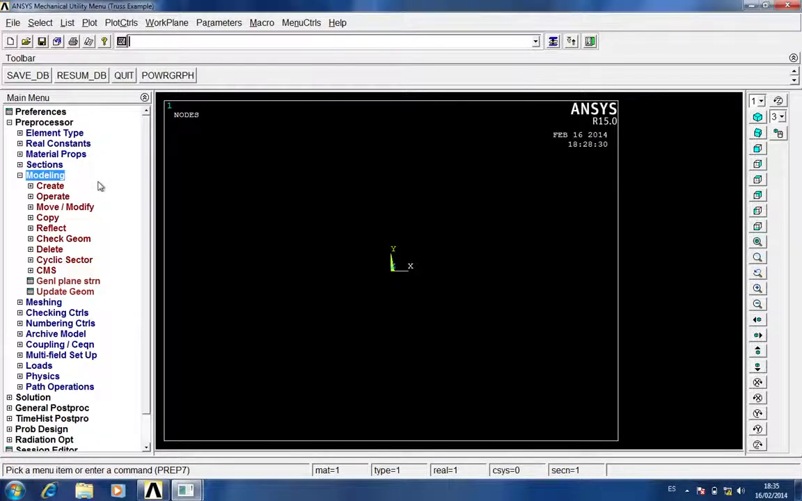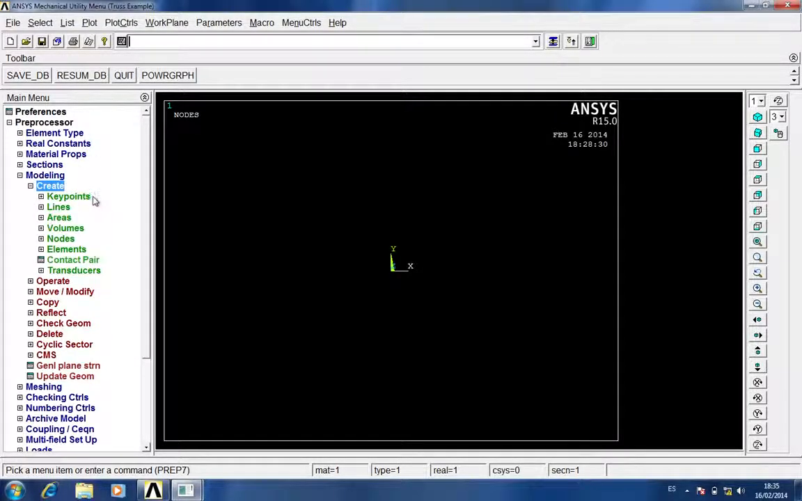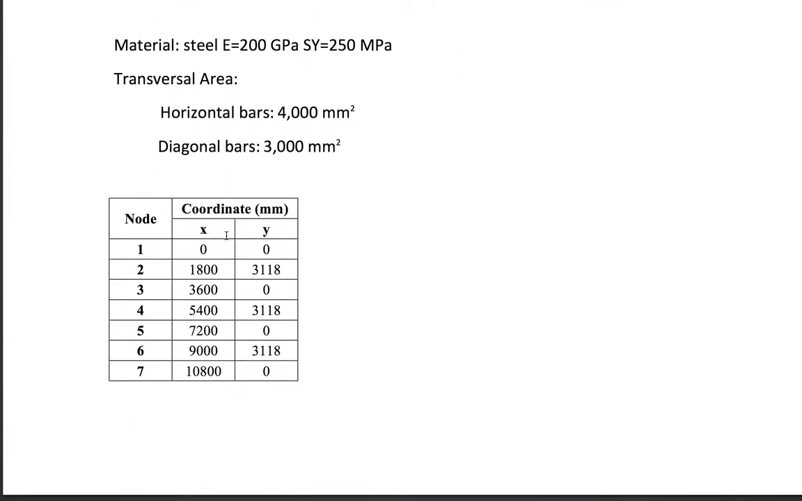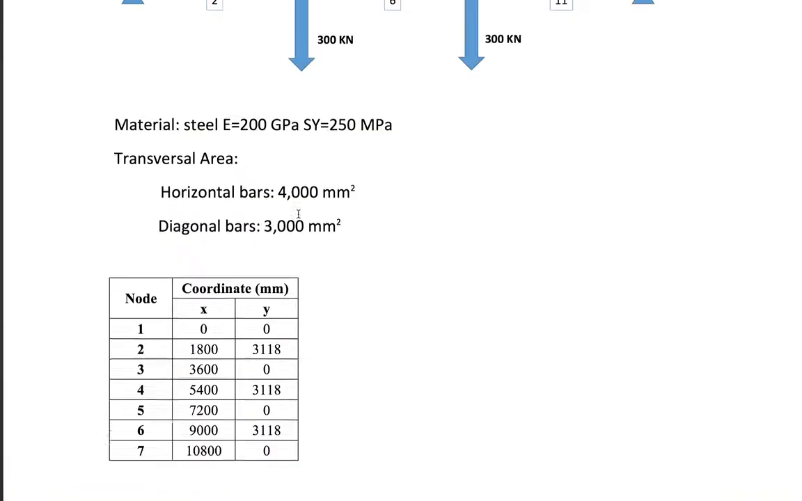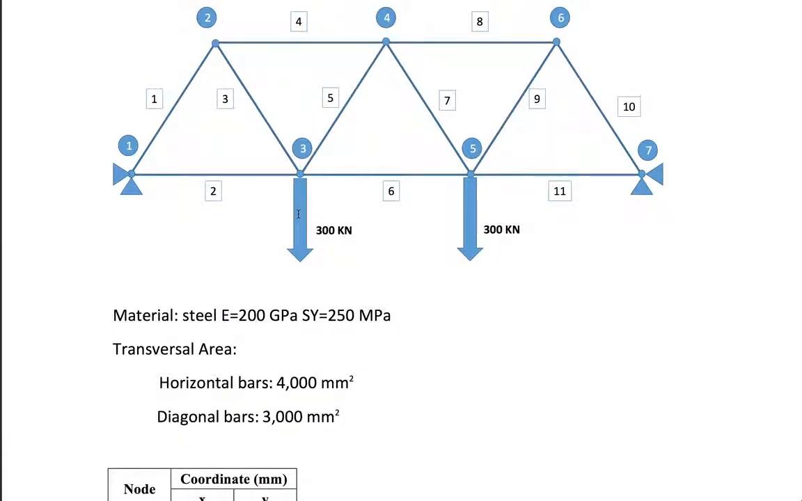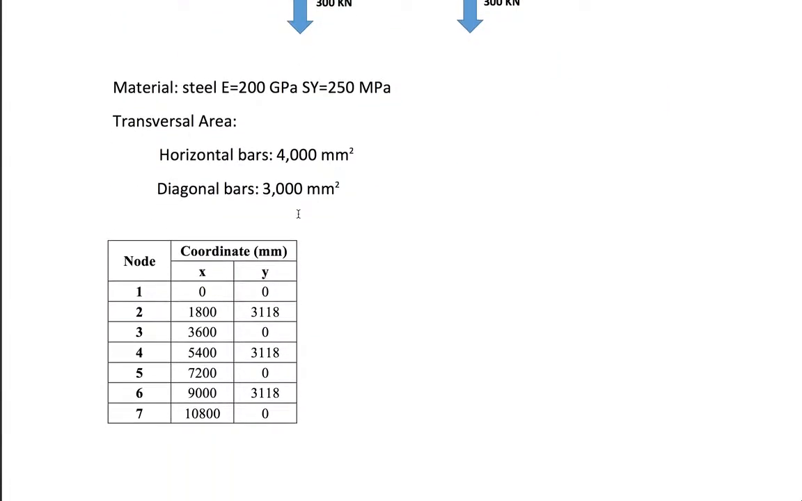For that, we go to the modeling and we click on it. Then we click on create, and the first thing we're going to do is create the key points. So we look again at the structure. Here we have the coordinates. It is important to know that Ansys does not require the nodes that have restrictions to be the first or the last ones. It doesn't matter. So we can define any node anywhere, and then we can apply the conditions it has. So we're going to follow this table.